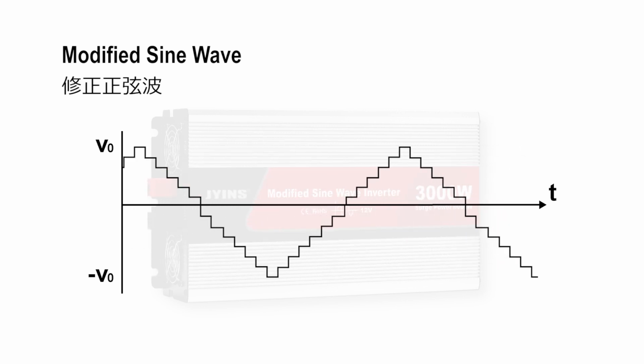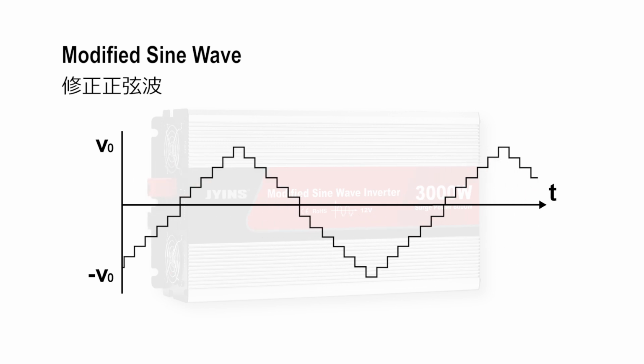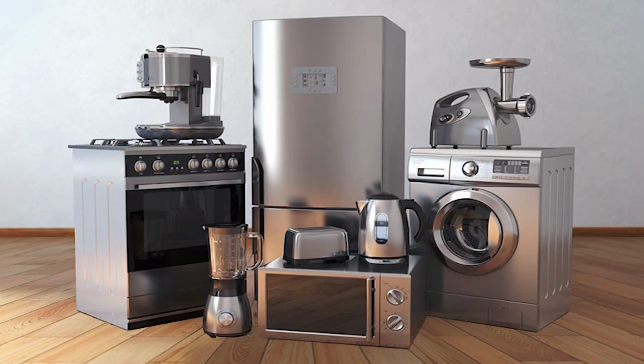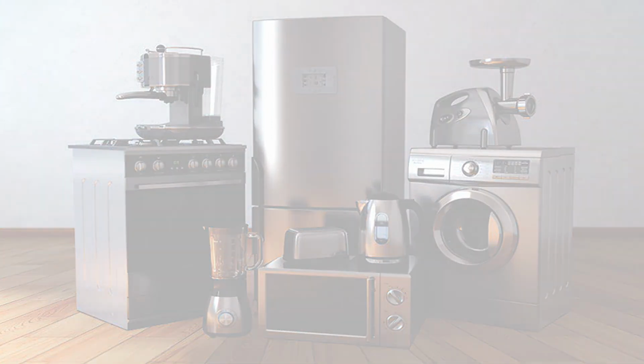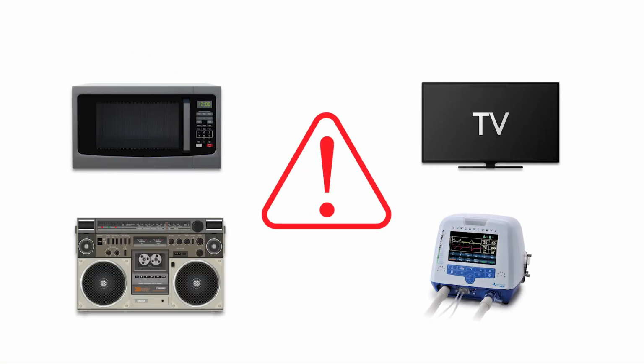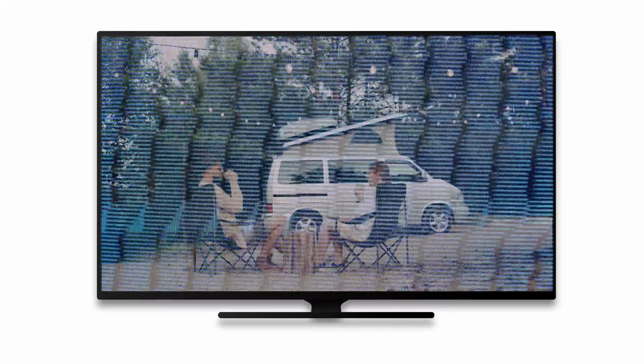The circuit is corrected to give a sine wave-like waveform. Most AC appliances can run on this type of power. However, some sensitive equipment will react adversely to this type of waveform, for example, microwave ovens, monitors, medical equipment, etc. This can lead to noise interference or inoperability.